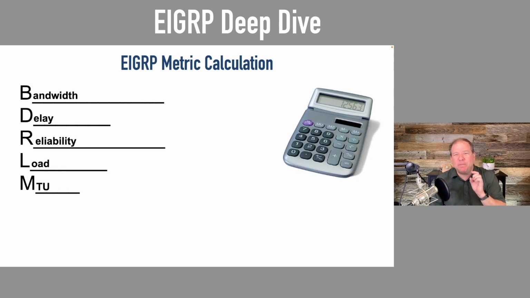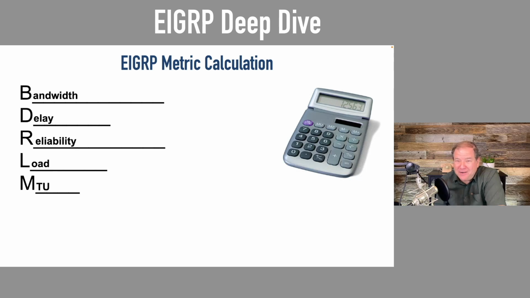They said, no, we said, by default, what does it consider? Oh, by default, it's only going to consider bandwidth and delay. And most of the time we leave it at just that. But if we want to consider reliability, if we want to consider the load that's on a circuit, we can factor those in. Now, interestingly, MTU, the maximum transmission unit, that was designed as a tiebreaker. It doesn't even factor in to this formula.